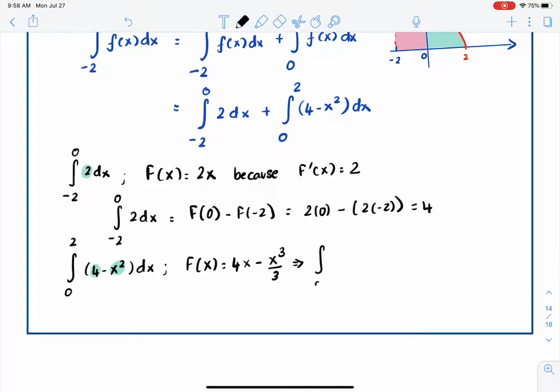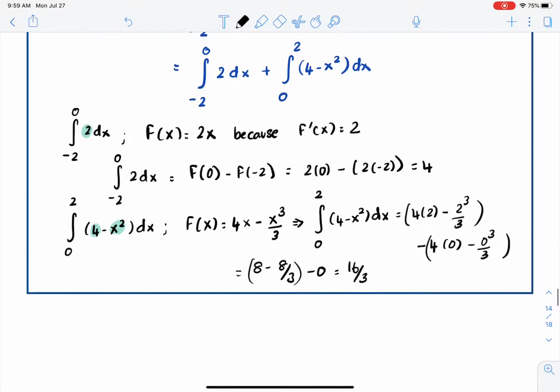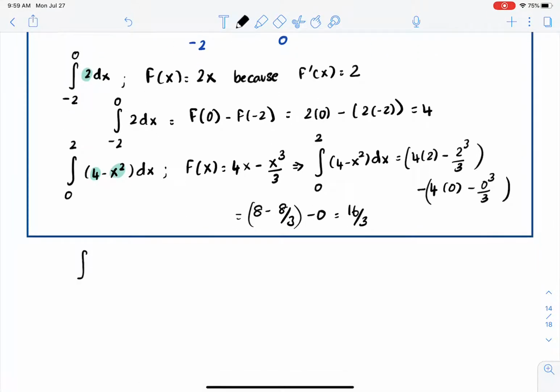This would mean the integral from 0 to 2 of 4 minus x squared dx would be 4 times 2 minus 2 cubed over 3, minus 4 times 0 minus 0 cubed over 3. 8 minus 8 over 3 minus 0, which is 16 over 3. We're not done yet. The total answer, the integral from minus 2 to 2 of f of x dx, is the area from the first piece, which is 4, plus the area from the second piece, 16 over 3, so we have 4 plus 16 over 3, which is 28 over 3.